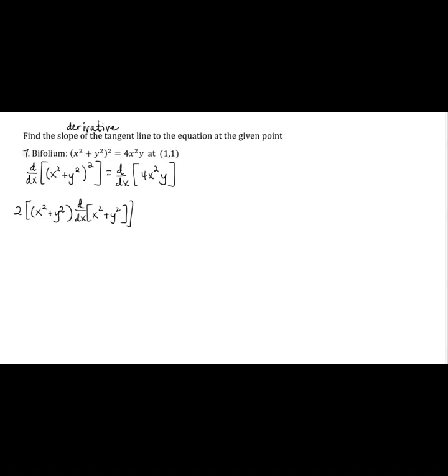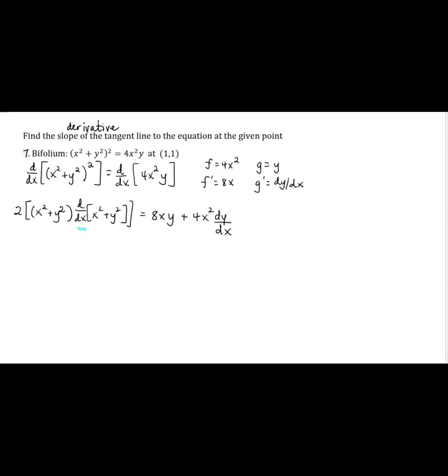On the right side of the equation, in order to take the derivative of 4x squared y, we are going to need to use the product rule because we have 4x squared being multiplied by y. Taking f prime and g prime, we can then use the product rule to get f prime multiplied by g and add g prime multiplied by f.